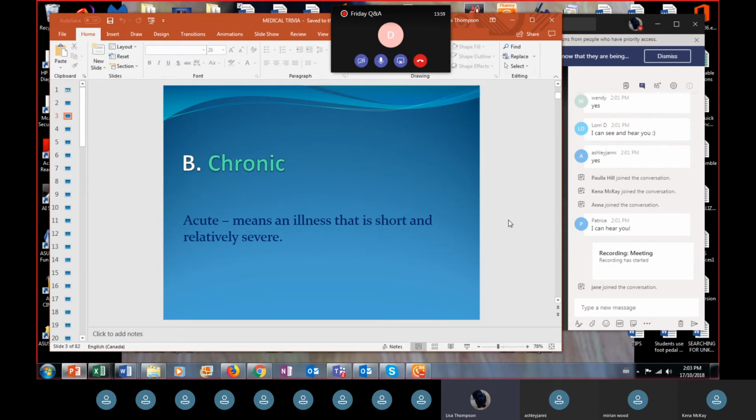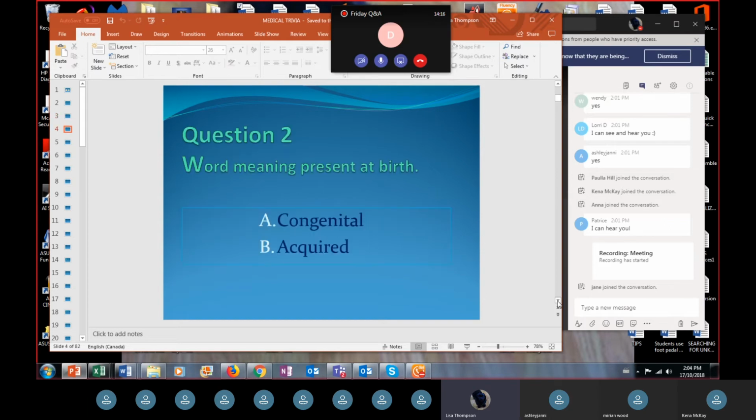Acute means an illness that is short in duration, but it can be very severe, whereas chronic goes over a long period of time. So the next question, question 2: word meaning present at birth. Is it A, congenital, or B, acquired?